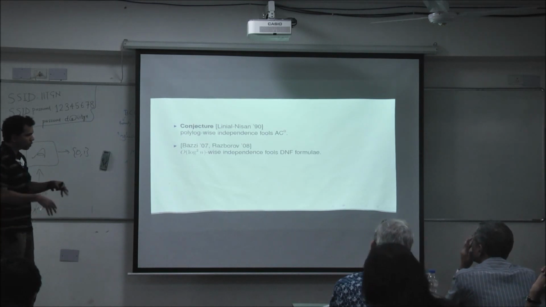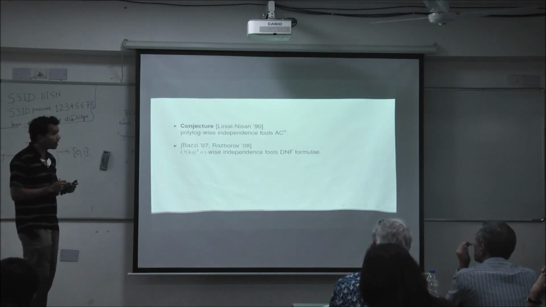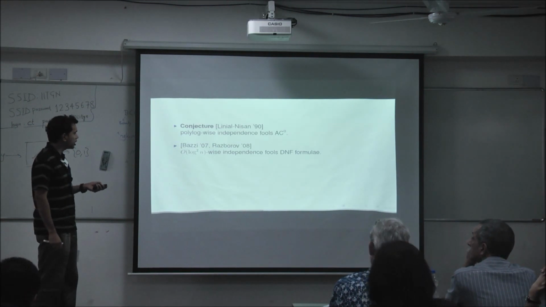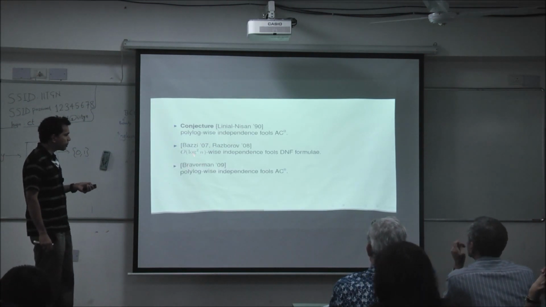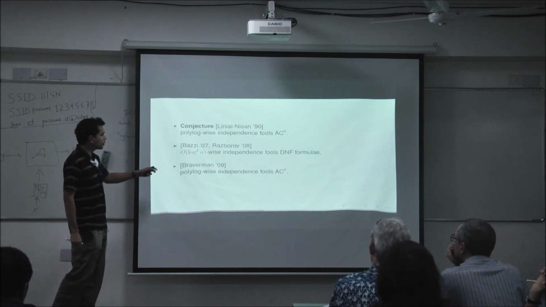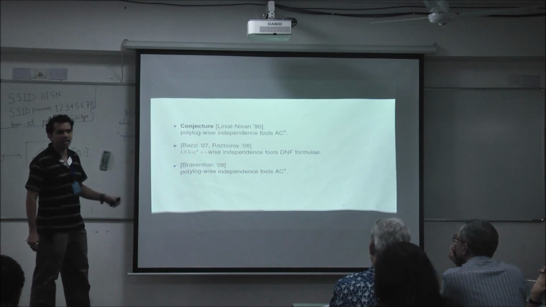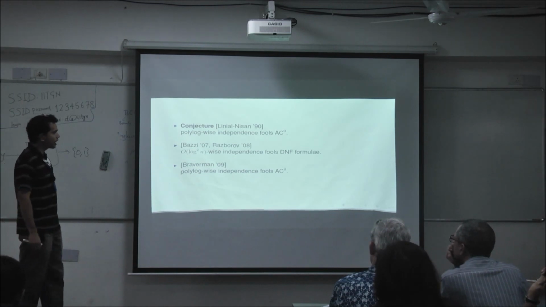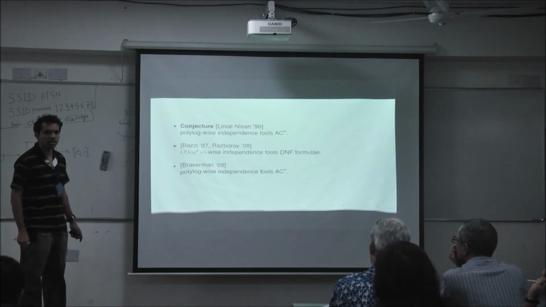Right. So once this was done, people started thinking, okay, maybe the general conjecture is within reach, and indeed within a year or so, it was shown by Braverman that polylog-wise independence would suffice. In particular, this log n is replaced by log n to the power of something that depends on the depth of the circuit. Then in fact that much independence is sufficient to do it.